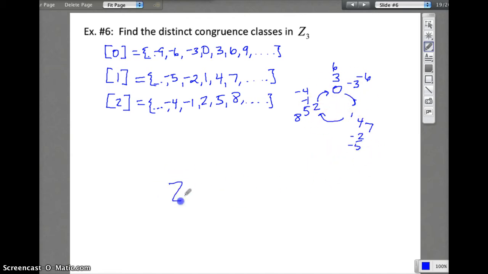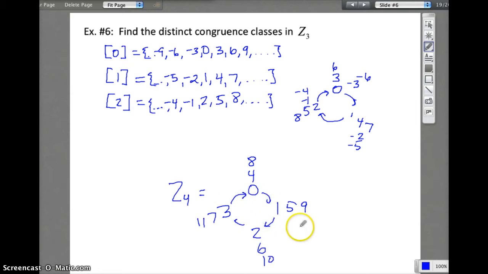So if it was Z4 instead, do 0, 1, 2, and 3, and then work your way around. So this will be 4, and 5, and 6, and 7. And then 8 will be in the congruence class of 0, and 9, and 10, and 11. And just like that, you start to build your congruence classes just by thinking through this little diagram. So if you're more of a visual person, that might help to think through what's happening.